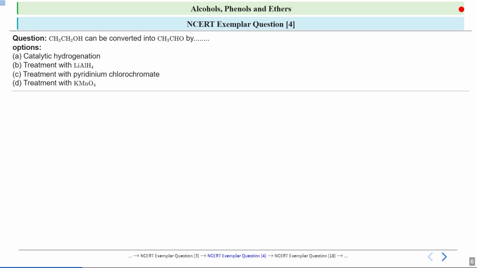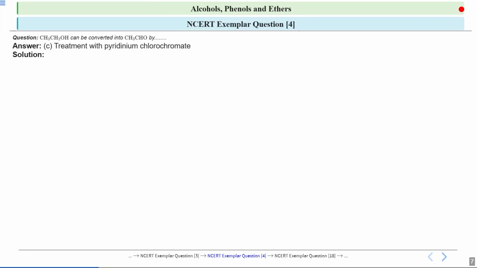Okay, let's see the solution now. The right option for this question is option C, that is treatment with pyridinium chlorochromate. Now let's see how the solution is correct.